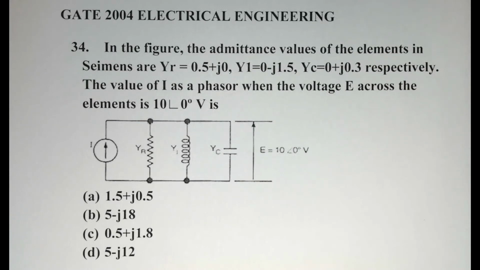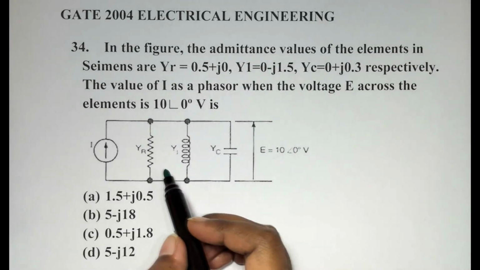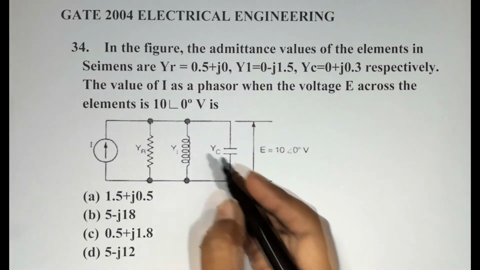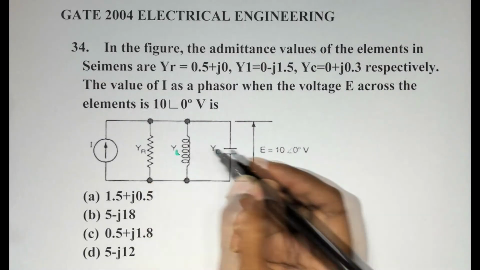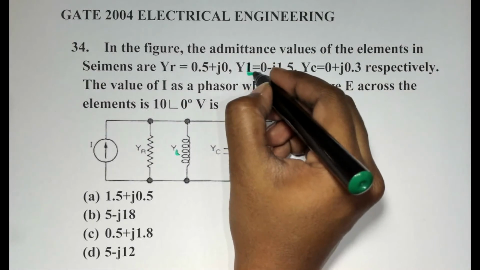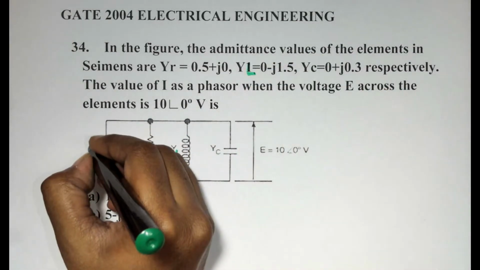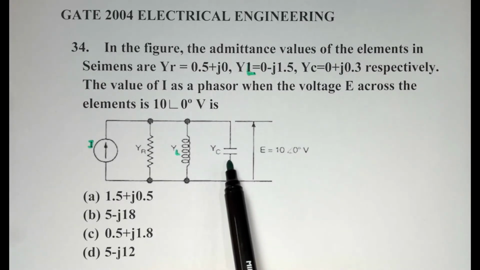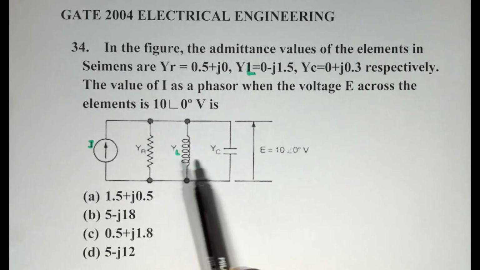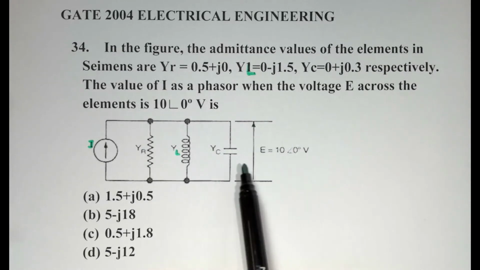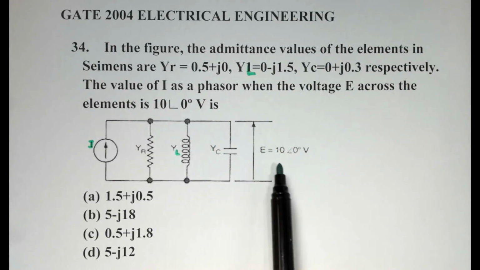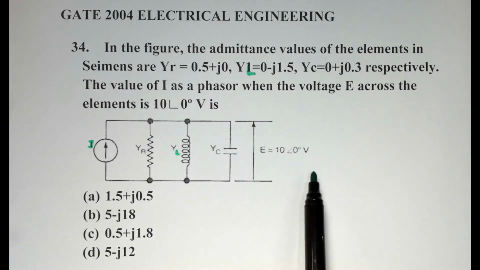okay. So here we have our three elements: resistor, inductor and capacitor. I believe this is an L, YL. And here we have I. So YR, YL and YC have been given to us. The three elements are connected in parallel. We also have our voltage E given as 10 angle 0.